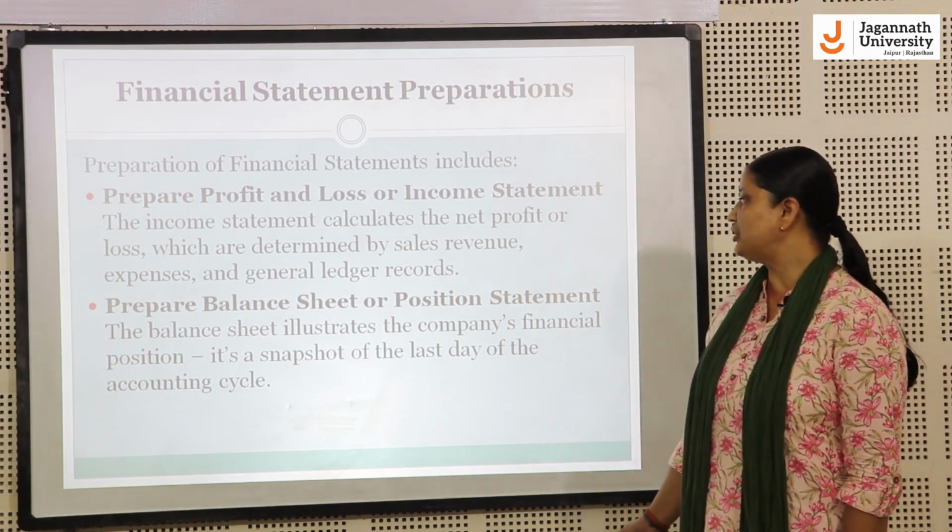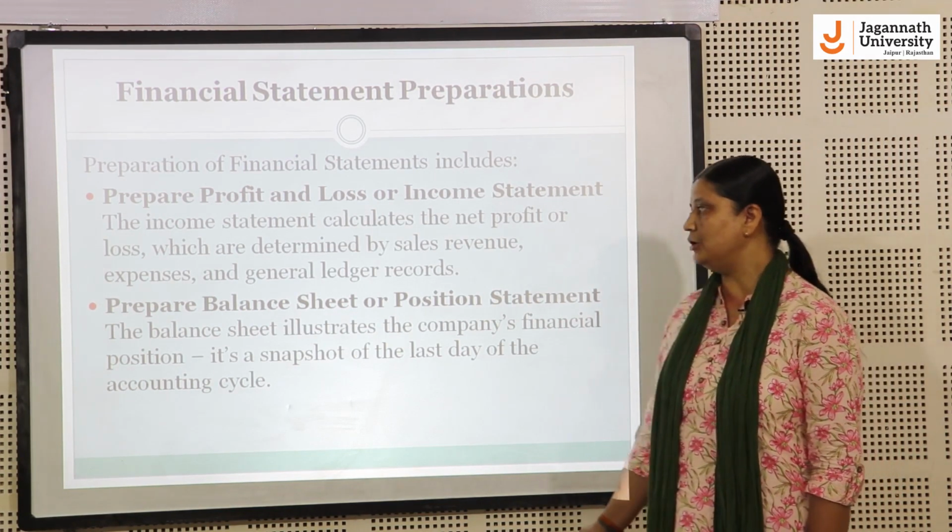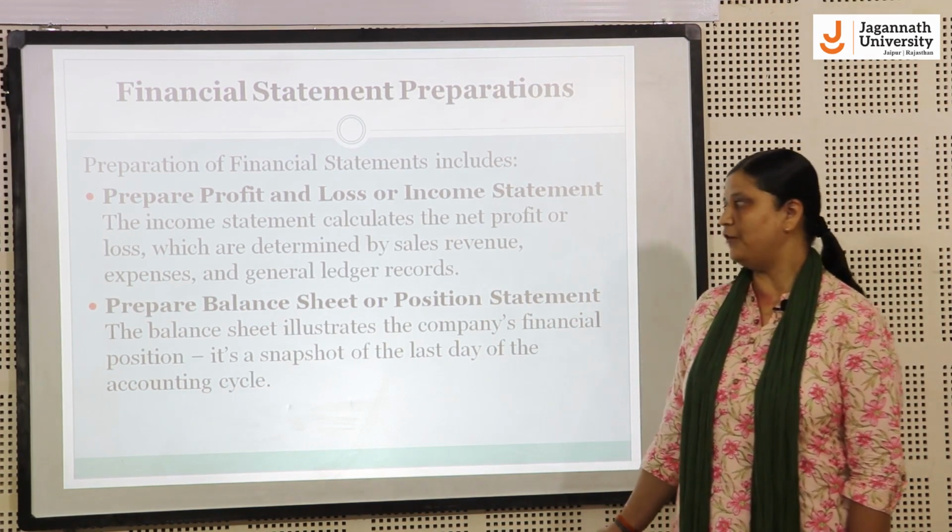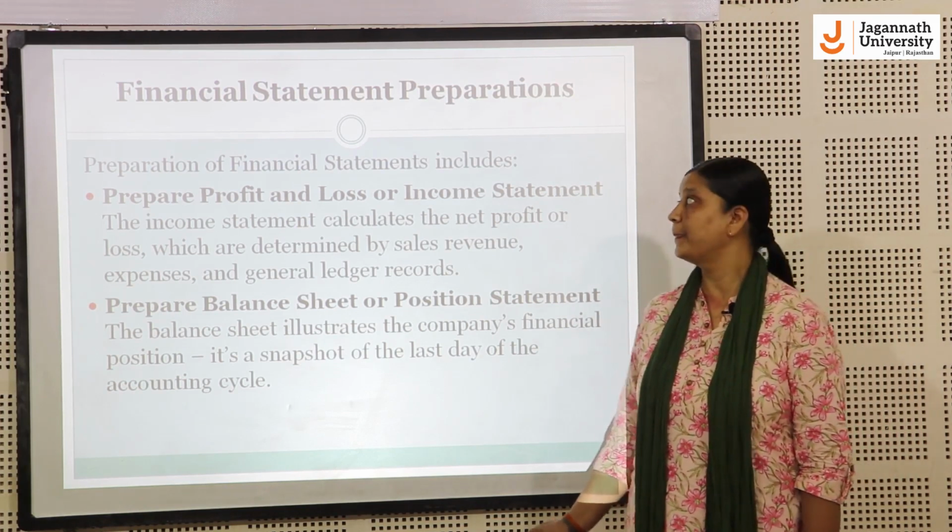Next one is the preparation of the balance sheet or the position statement. The balance sheet illustrates the company's financial position. It is a snapshot of the last day of the accounting cycle.